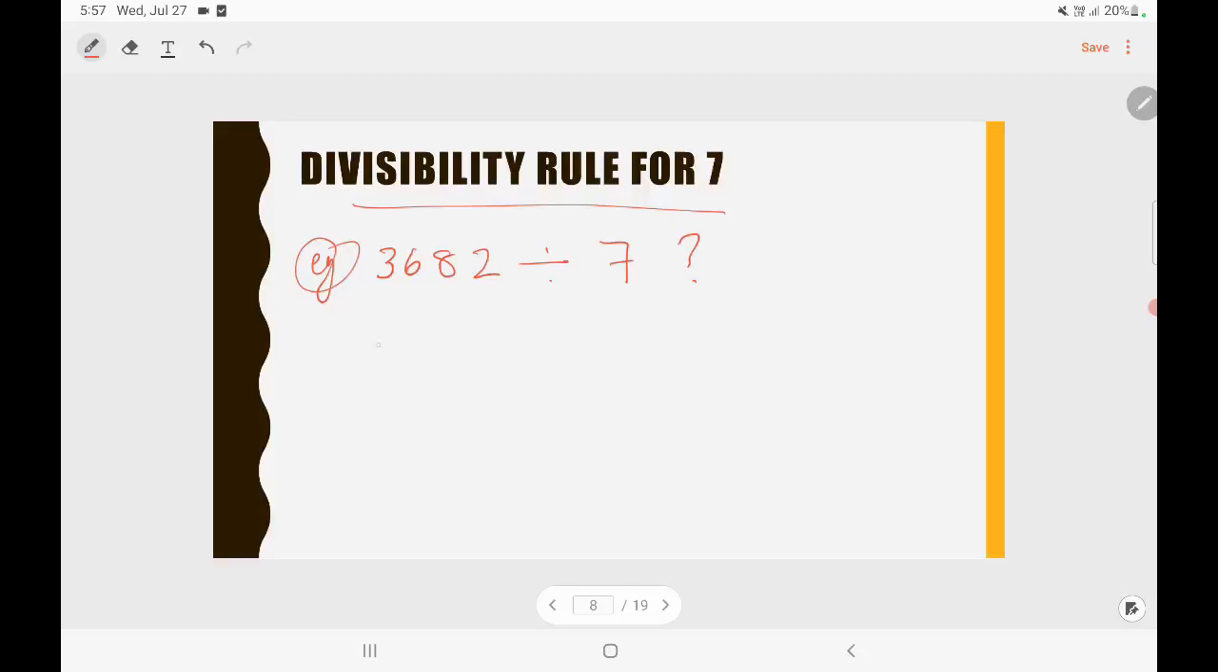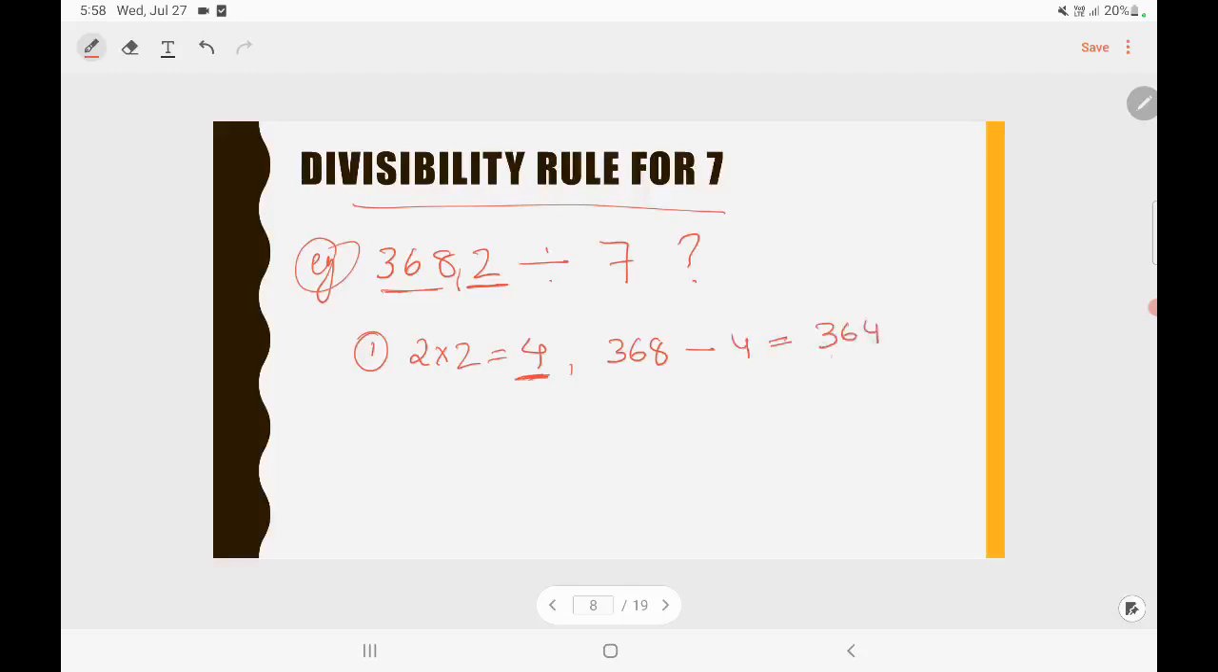For that, in the first step, you need to double the last digit. Here the last digit is 2, right? So you need to double it. So 2 into 2 is equal to 4. Now you need to subtract this number that you got from the rest of the number. That means here the rest of the number is 368. So you need to subtract 4 from 368. What will you get? You will get 364.